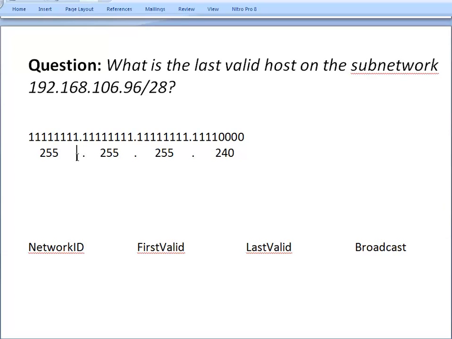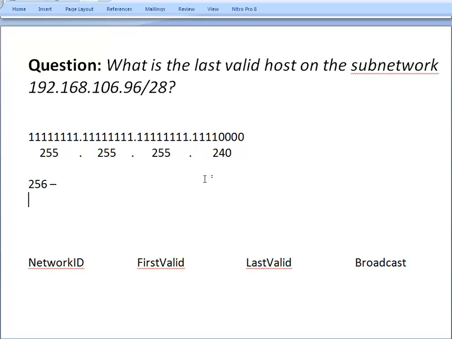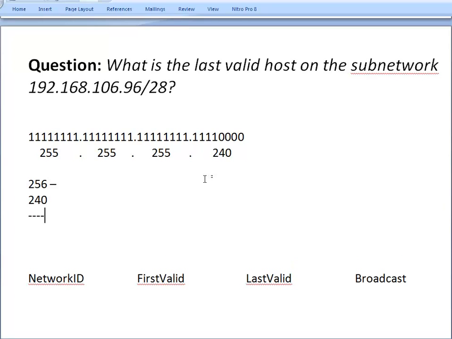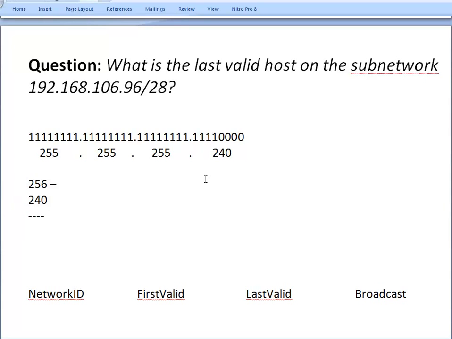When this kind of question comes up, you need to find out what is the interesting octet and what is a boring octet. Boring octets are anything that is 0 or 255. Our interesting octet is 240, so the 4th octet is interesting for us. To find the magic number, take 256 minus our interesting octet, which is 240. That will give us the magic number, which in this case is 16. So we know the magic number is 16.